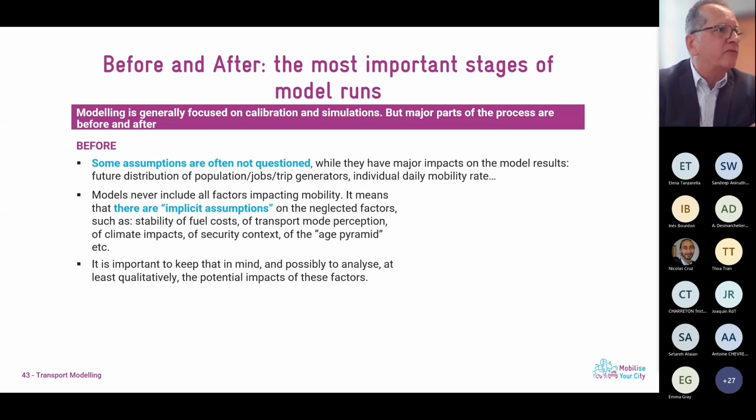Also, models never include all factors impacting mobility. It means that there are implicit assumptions. If a parameter is not included in a model, it means that by default you consider that it doesn't change. Examples are stability of fuel costs, which is certainly not true in real life, stability of transport mode perception, of climate impacts, of the security context, of the evolution of the age pyramid, or things like that. Okay, maybe I cannot include all that in the model, but if it's not in the model, I need to have in mind during the interpretation stage that probably these factors could impact the results.